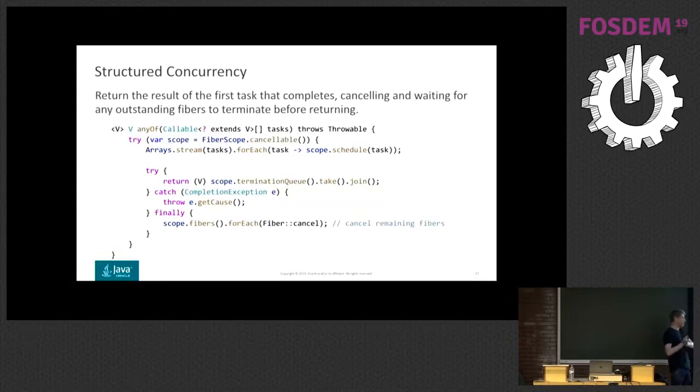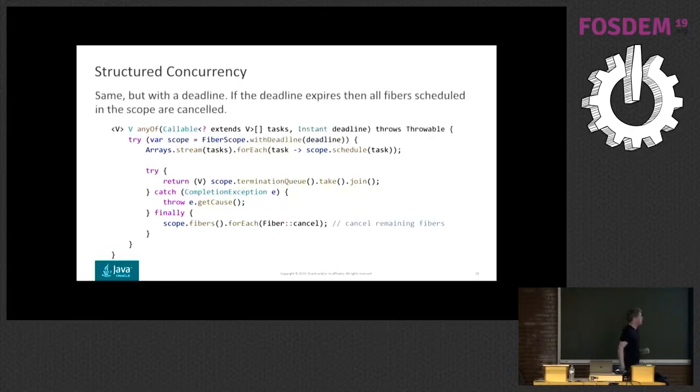So whenever a fiber terminates, it adds itself and its result to a termination queue of the scope. And you can block on that termination queue and ask for the first one that's finished. And you wait for it to finish. So now you got the first one. And you no longer care about any of the others, but you still can't exit the block until they've all terminated. You don't want to wait for them, so you just cancel all the rest. And you can do the exact same thing, but also add a deadline. So if none of the fibers finish the task by that deadline, they would all be canceled automatically by the scope.